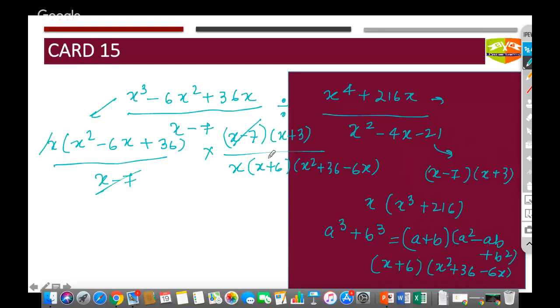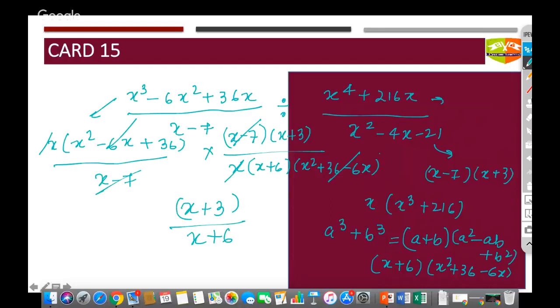This x and x is gone. This x square minus 6x plus 36 is gone. So what is left in the numerator is x plus 3, and in the denominator, what is left is x plus 6. So this is the simplest form that we have been talking about, and this is how it is converted into simplest form.